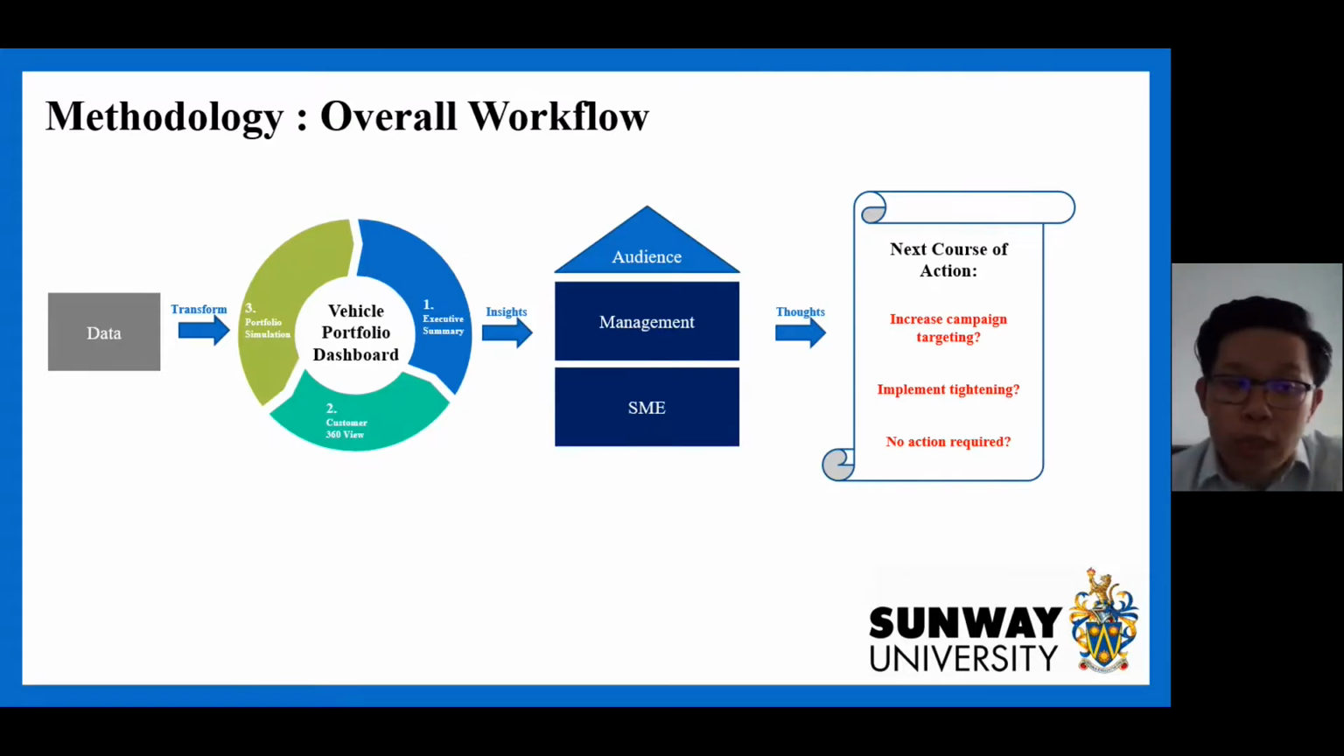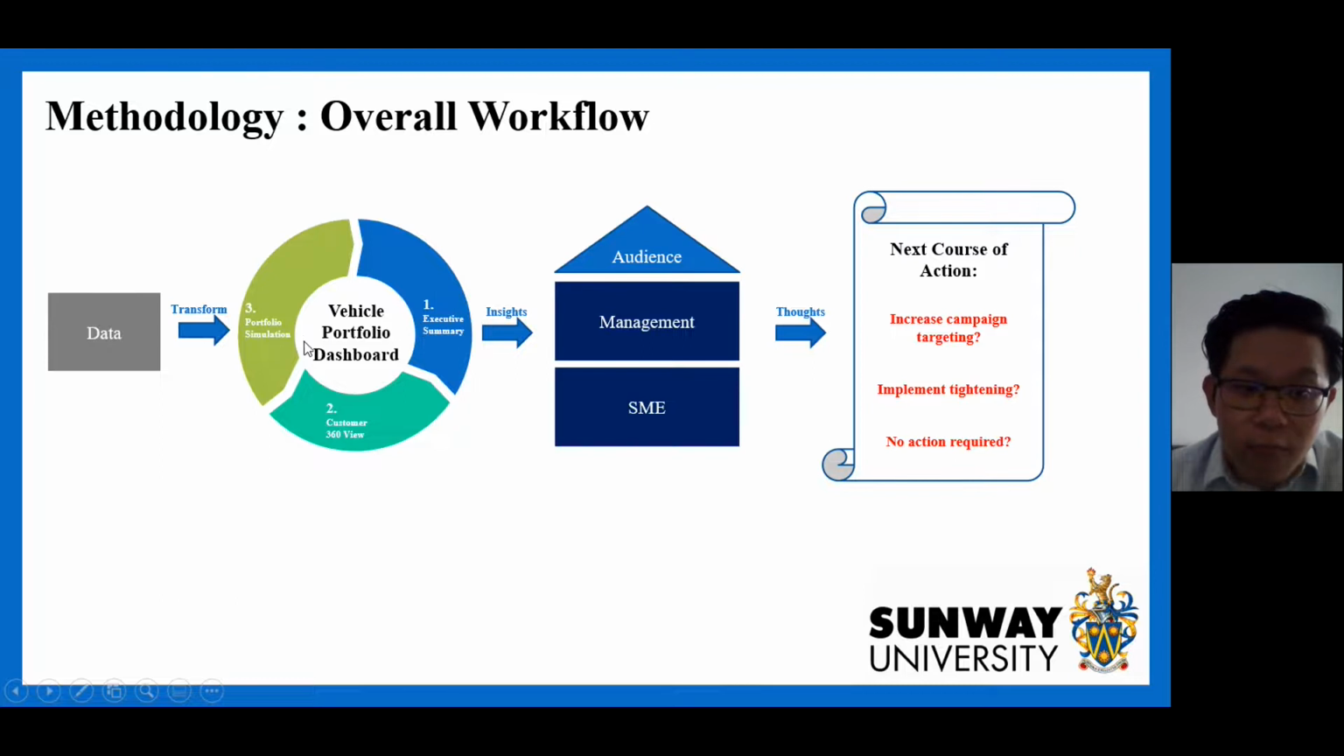So we go to the next part, methodology, the overall workflow for this assessment. The data was collected from Kaggle and transformed into a vehicle portfolio dashboard, which is split into 3 portions. The first one is the executive summary. The second is the customer 360 view. And the last one is the portfolio simulation.